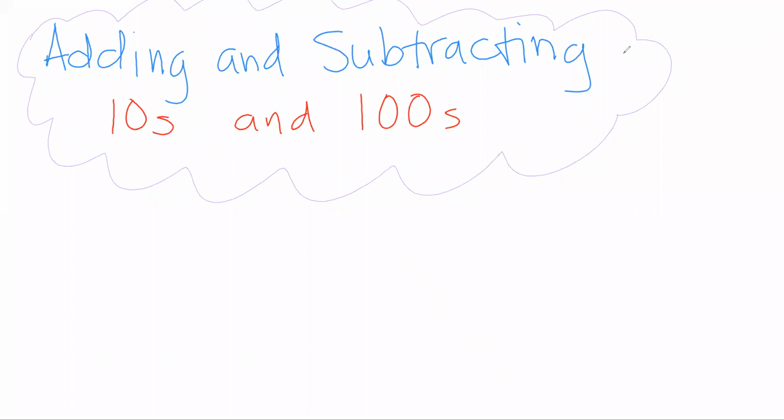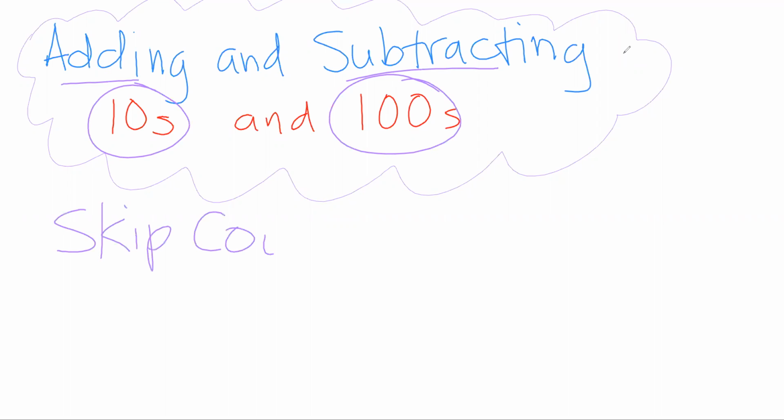Hey everyone, and welcome to today's video where we're going to be talking about how we can add and subtract using just tens and hundreds, right? This is just another method that really goes along with the concept of skip counting and how we could approach problems by adding on just 10 more, 100 more, and what are some shortcuts that can help us do that. So let's start with that concept again of skip counting, right?